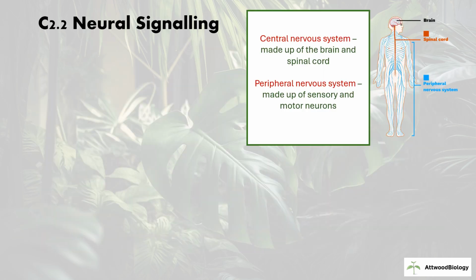So here we have the two branches of the nervous system. We've got the central nervous system made up of the brain and the spinal cord, and we've got the peripheral nervous system made up of all of the rest of the neurons, so usually the sensory and motor neurons. You can see in the diagram that the central nervous system is in red and the peripheral nervous system is highlighted in blue.